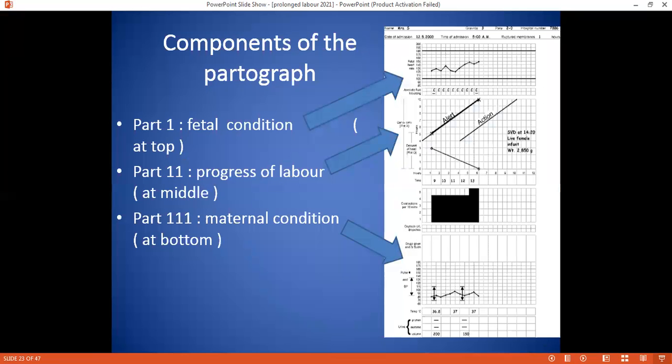The components of the partograph: the first part here is the fetal part. The second part, what we are concerned about, is the progress of labor here. And the third part is the maternal condition.